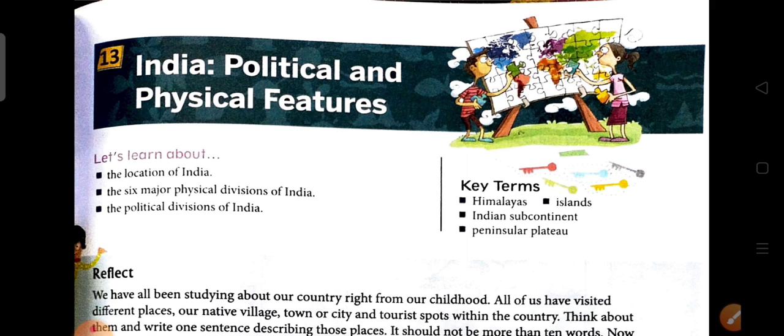Today we will discuss chapter 13, that is Indian political and physical features. We will discuss the location of India according to its latitudinal and longitudinal extension. Here we also describe the political division of India with its neighboring countries and also the 6 major physical divisions of India. We will describe it one by one. So now students, let's get started.